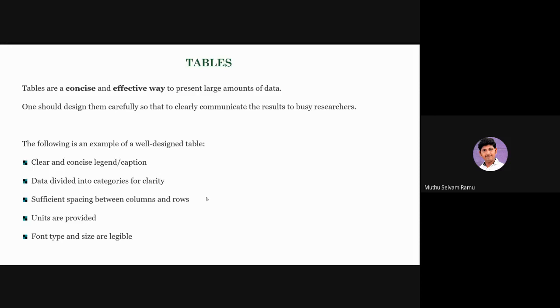Coming to the table, it should be concise and presented in an effective way, and it should contain these items that I have highlighted. A clear and concise legend or caption. Data divided into categories for clarity. Sufficient spacing between columns and rows. Units are provided, and font type and size should be legible. These are the important points to keep in mind while drafting a table.